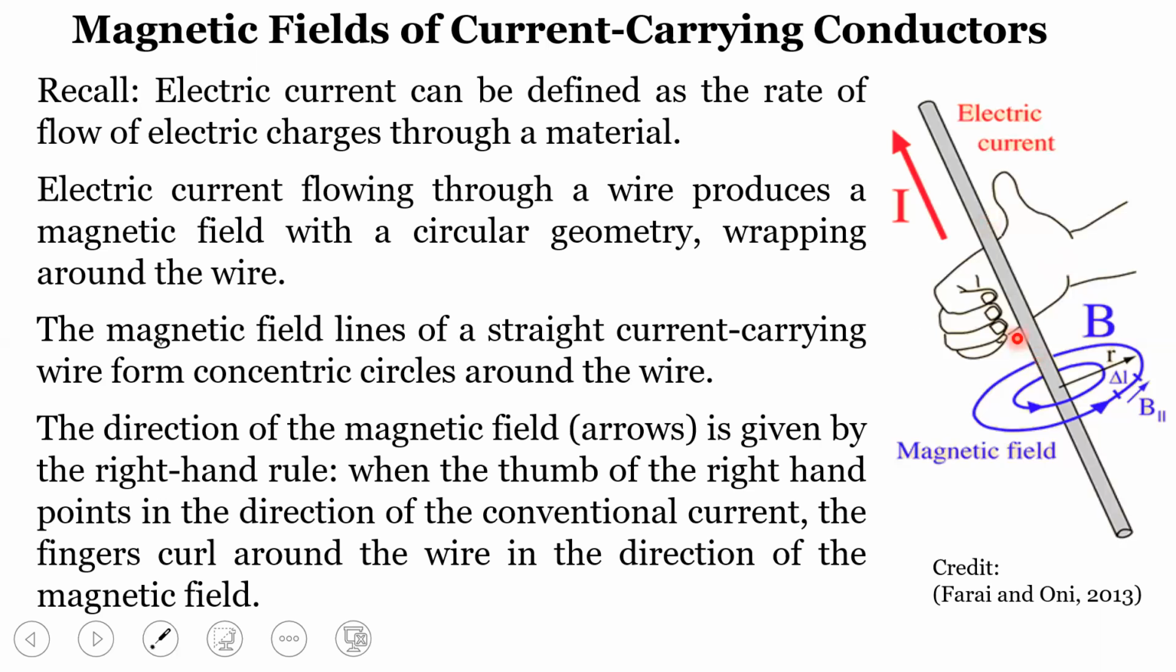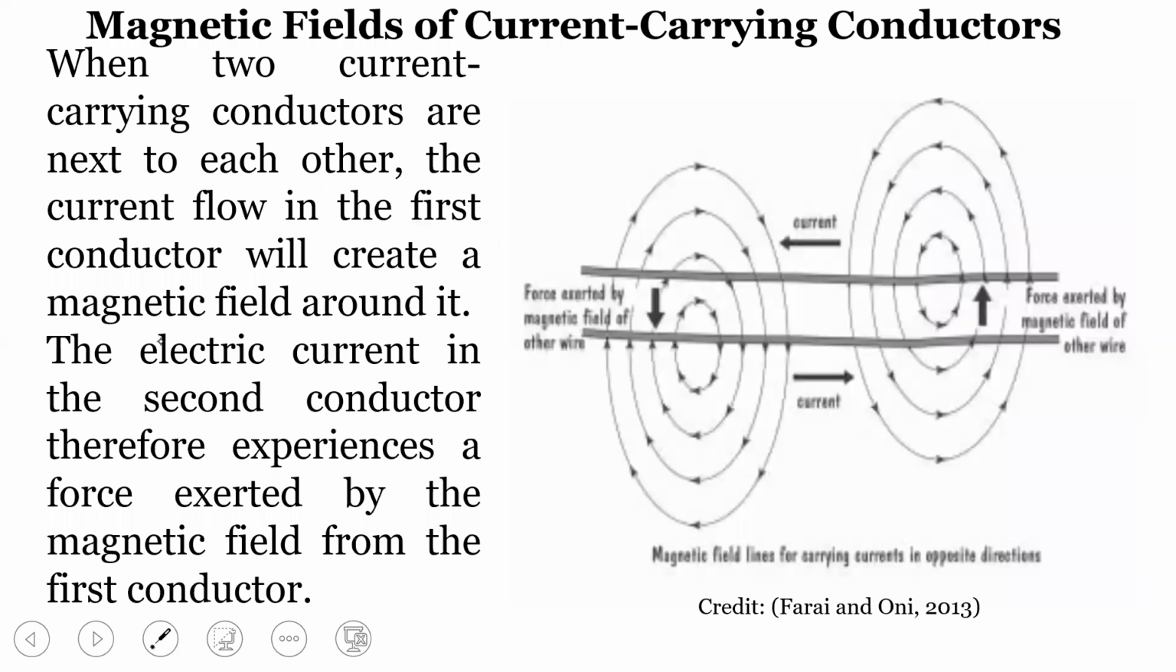So if you look at this, this thumb is pointing in the direction of current flow. At the end, the other four fingers are pointing in the direction of the magnetic field. So when two current carrying conductors are next to each other, they experience magnetic force as a result of the magnetic field that surrounds them.